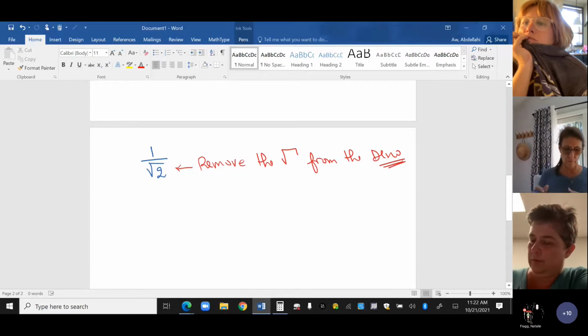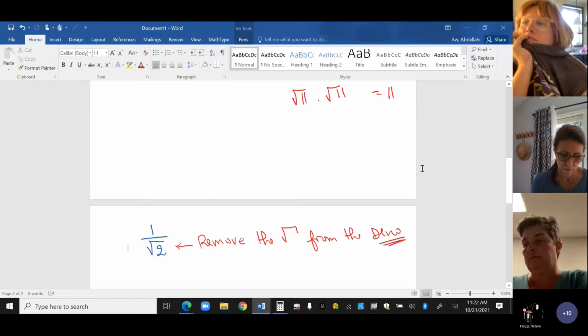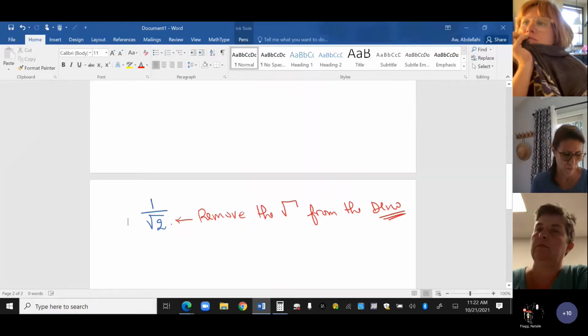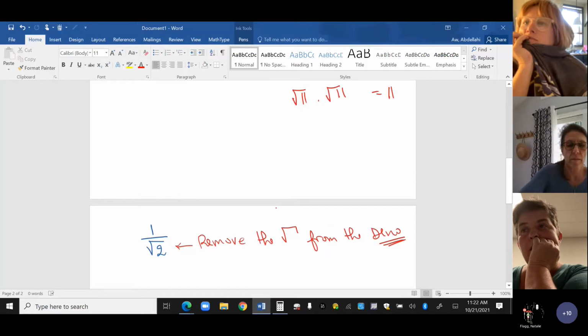This is what we call rationalizing the denominator. When you remove the square root from the denominator, your new denominator becomes a rational number, right? Okay, so now look, just me reminding you, when you multiply a square root by itself, does it give you an idea what to do here? I want the square root of 2 to be gone.